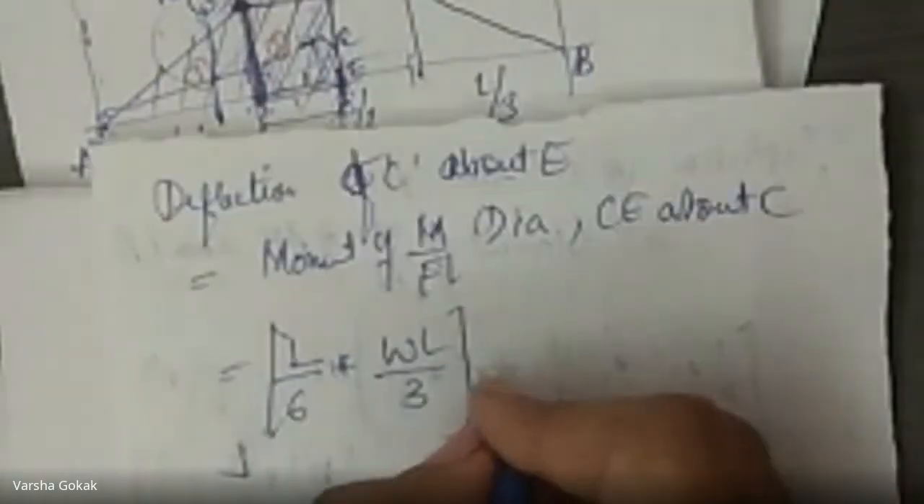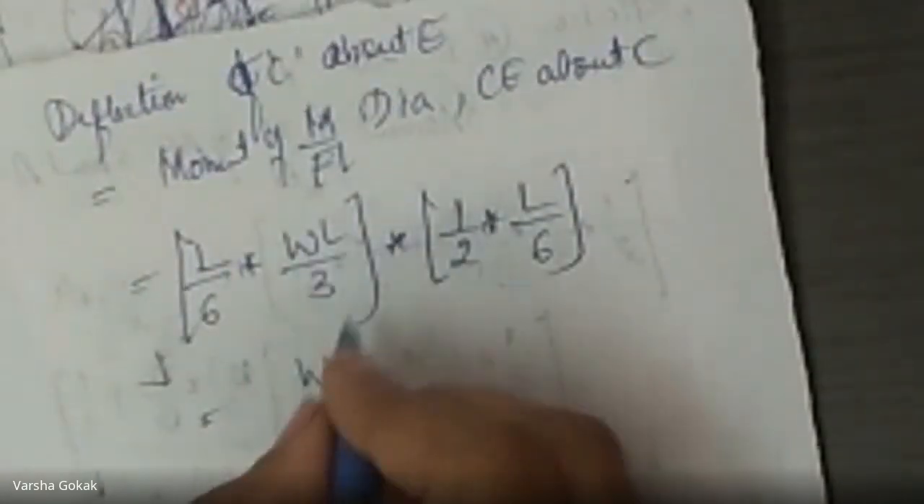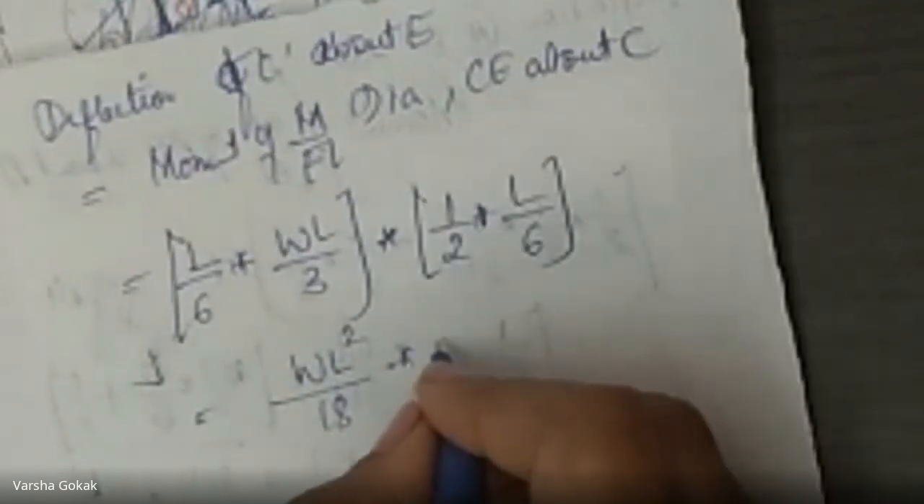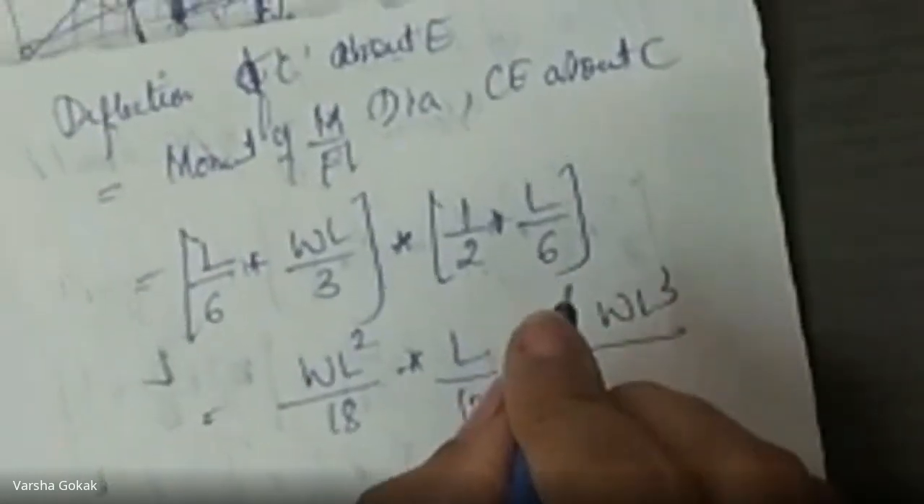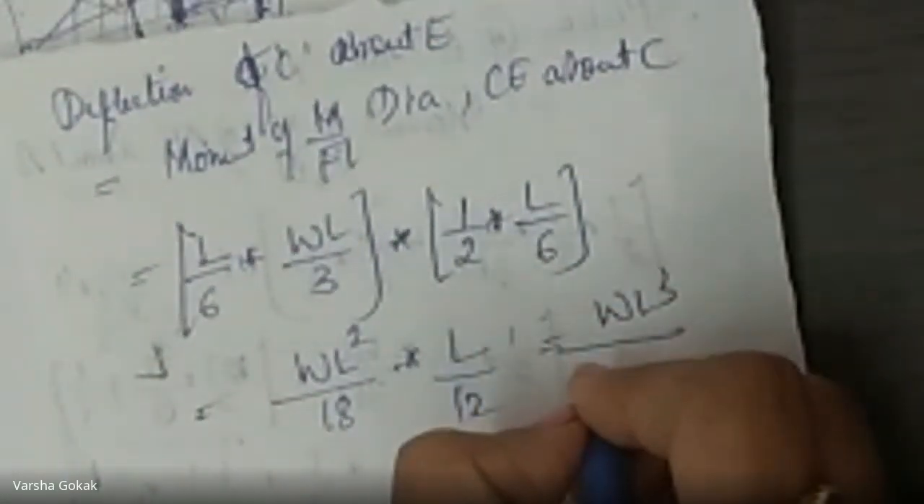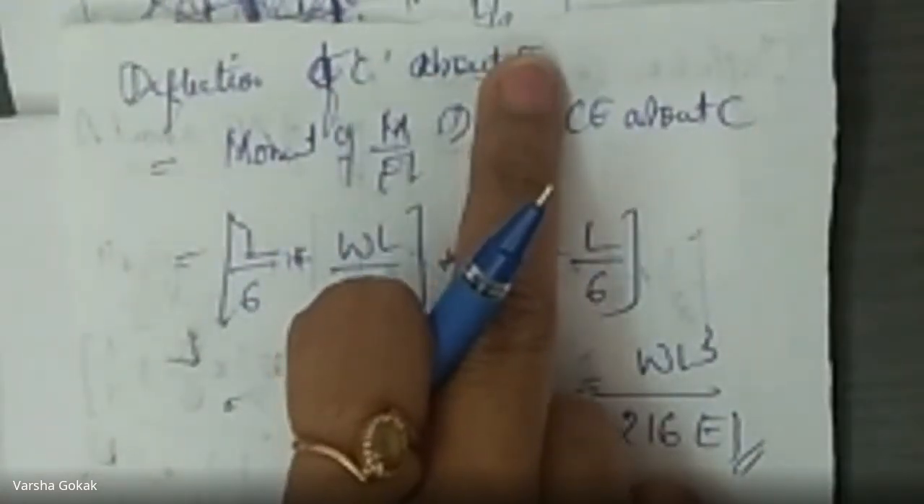So area is L by 6 into WL by 3, correct? This is the area into CG. I'm taking about the point C, so it is half of L by 6. How much is this? WL square by 18 into L by 12. So WL cube by 18 into 12, I think 216 EI. So this is the deflection at point C about the point E.